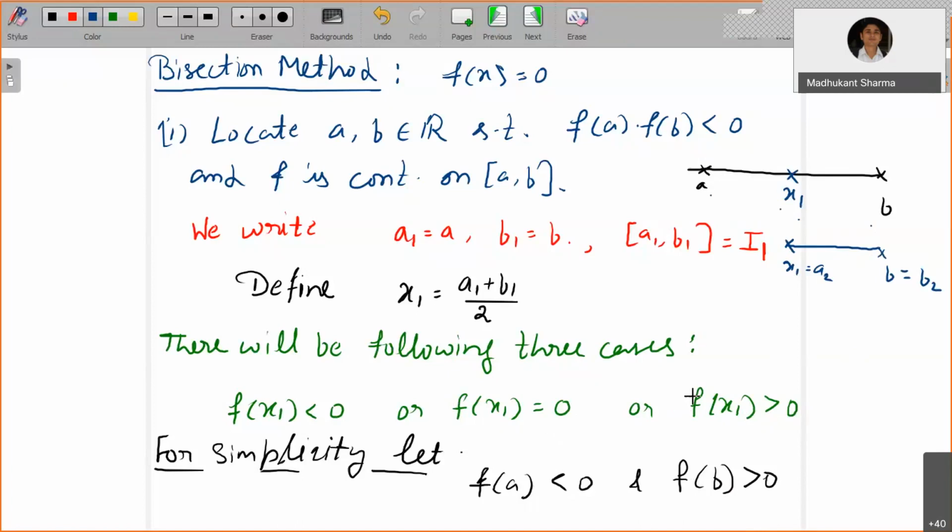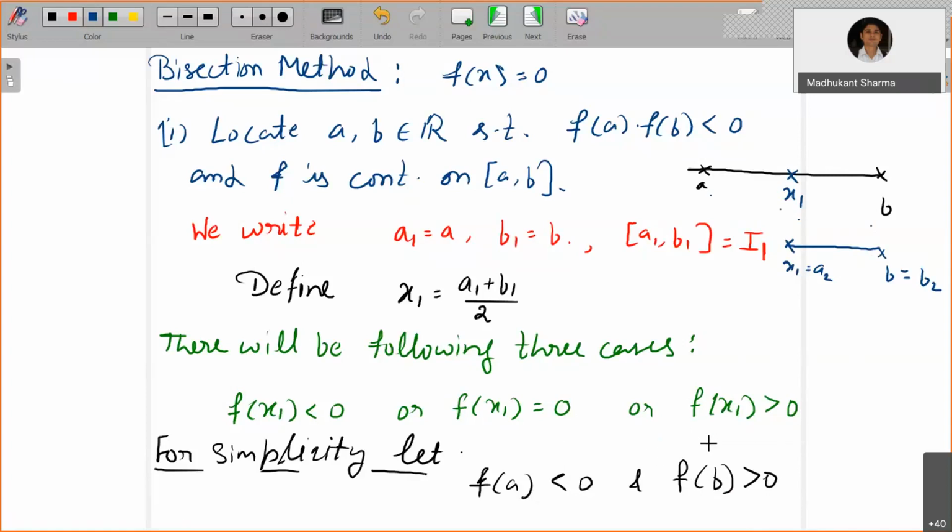Now, in the case of f of x1 greater than 0, what will happen? So f of x1 is greater than 0, and f of b is greater than 0. So we don't know, because Bolzano's property will not guarantee that the root lies between x1 and b. But f of a is negative and f of x1 is positive, which means Bolzano's property guarantees that the root lies in the interval a to x1 for this case.